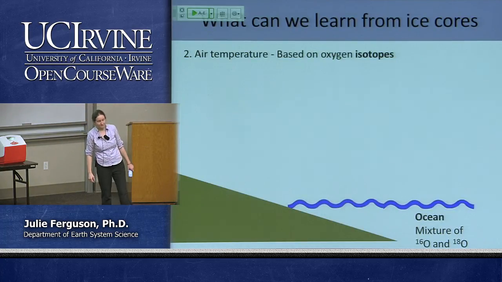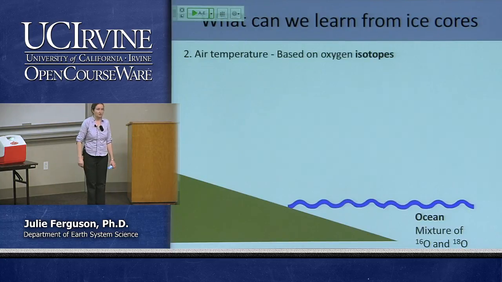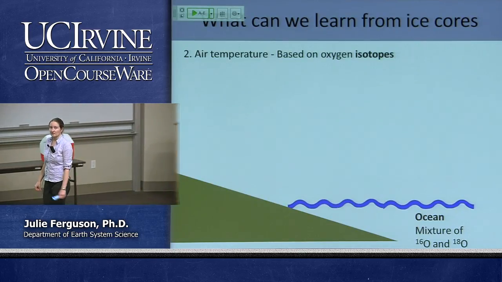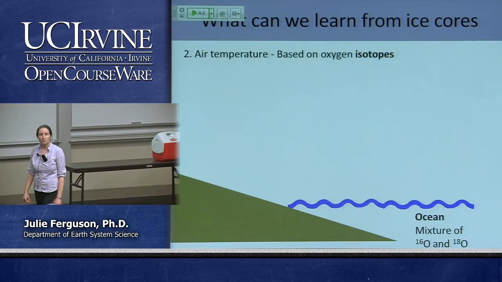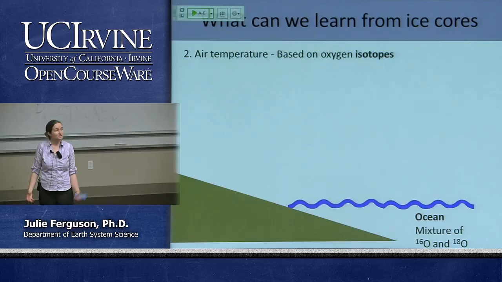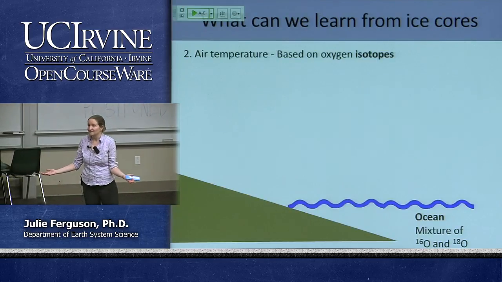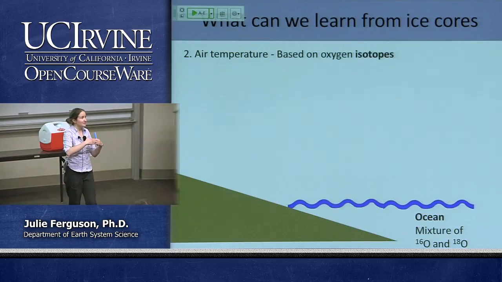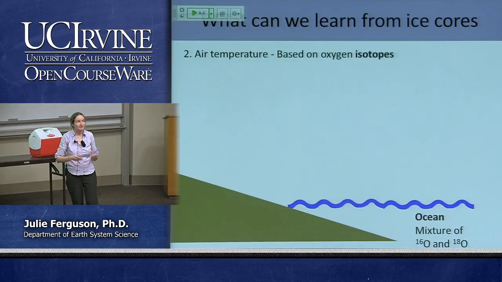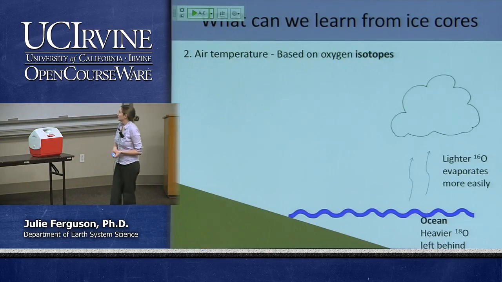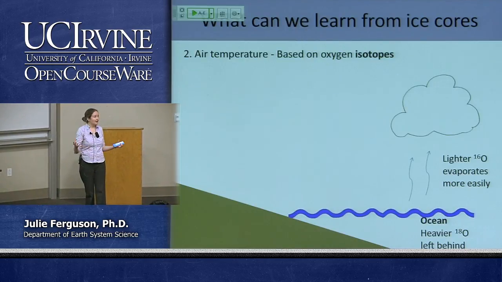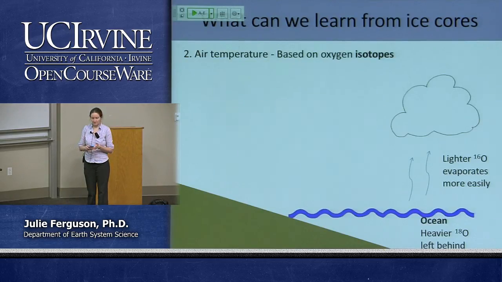So here's my ocean. It is a mixture of that oxygen 16 and oxygen 18. Which of those two do you think it's going to be easier to evaporate? Water with oxygen 16 or water with oxygen 18? Oxygen 16. Why? It's lighter, so it's going to take less energy. So as we have evaporation, we have what we call fractionation, where we leave behind the heavier oxygen 18, and in the atmosphere we end up with more water vapor containing oxygen 16. So that lighter oxygen 16 in the water molecule means that it evaporates more easily.